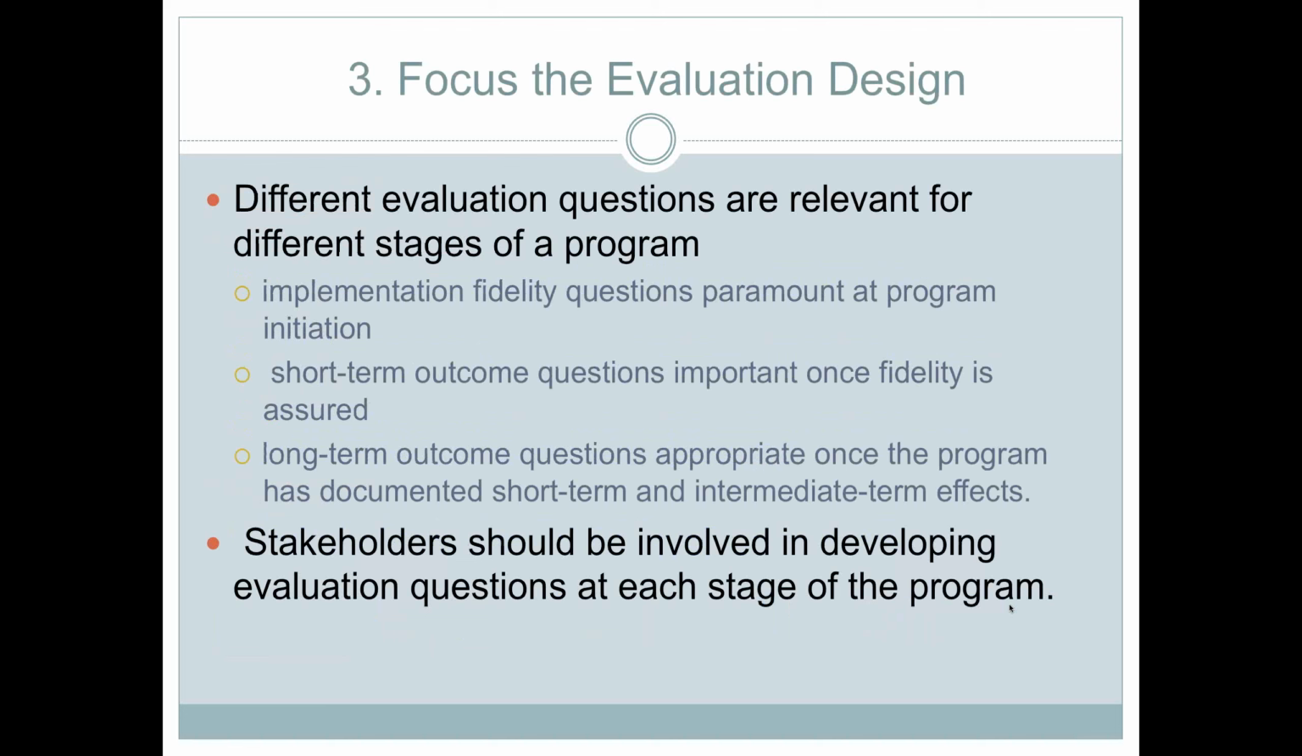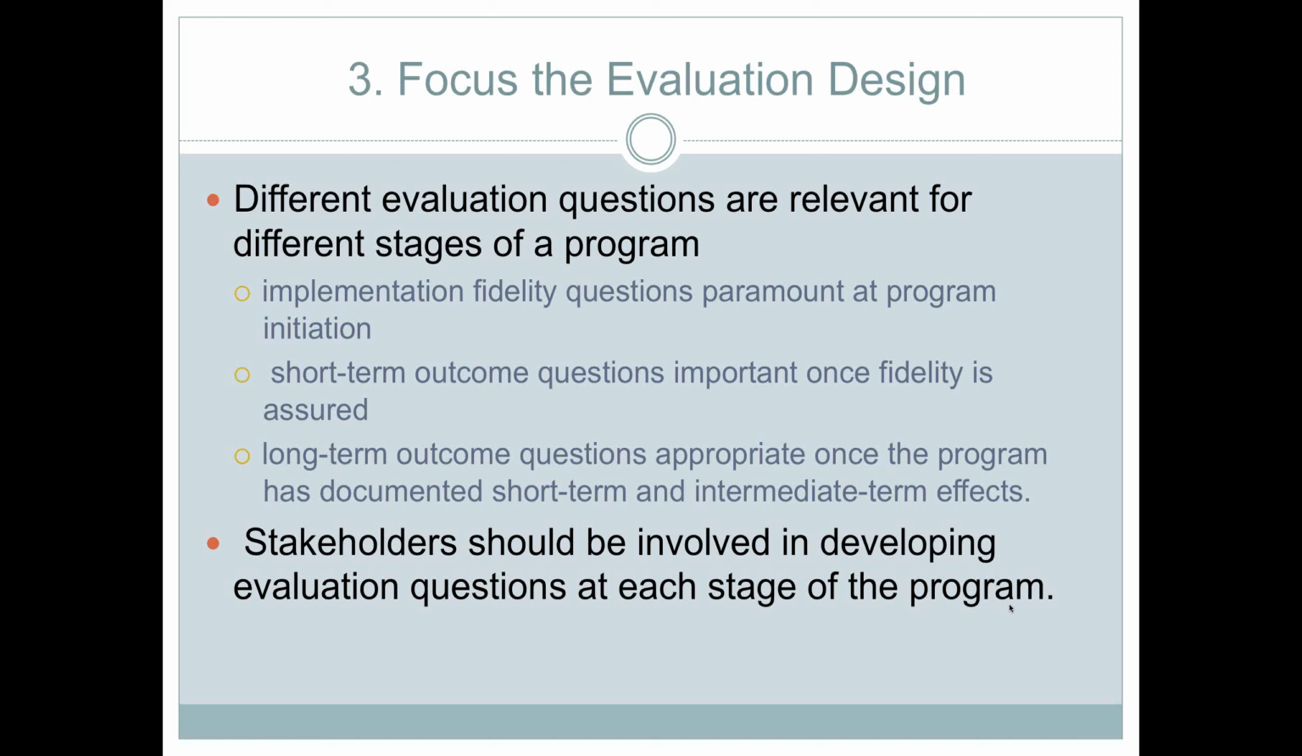The third step is to focus the evaluation design. And in this stage, you are brainstorming with your stakeholder group about different evaluation questions that can be answered, and you want to come up with the questions that are the most important to answer for that particular program at that particular phase. And what's important about the questions is that based on whether this is a new program or an established program, different questions may be important.